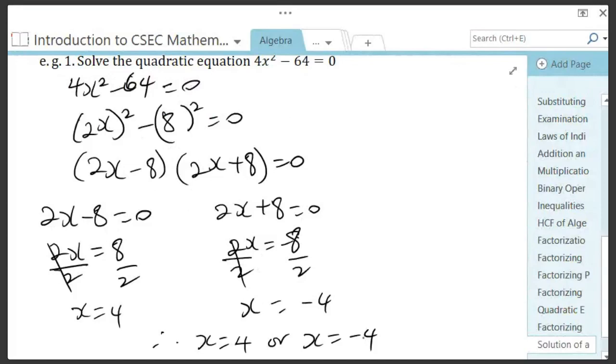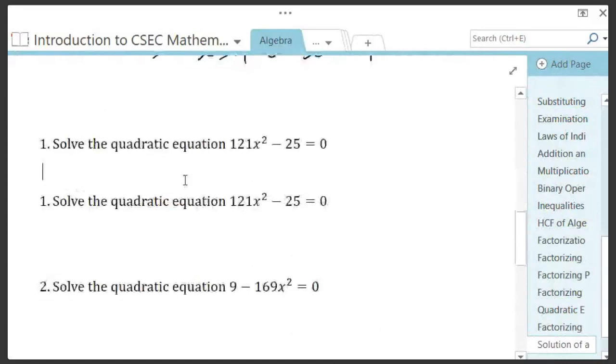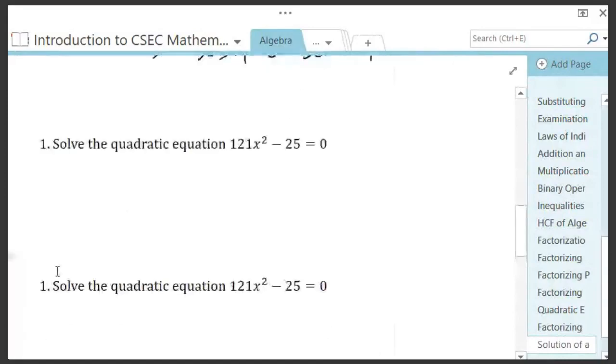Okay, good. So I'm going to do another example here. No, actually, you have questions to work. So work on these two here.